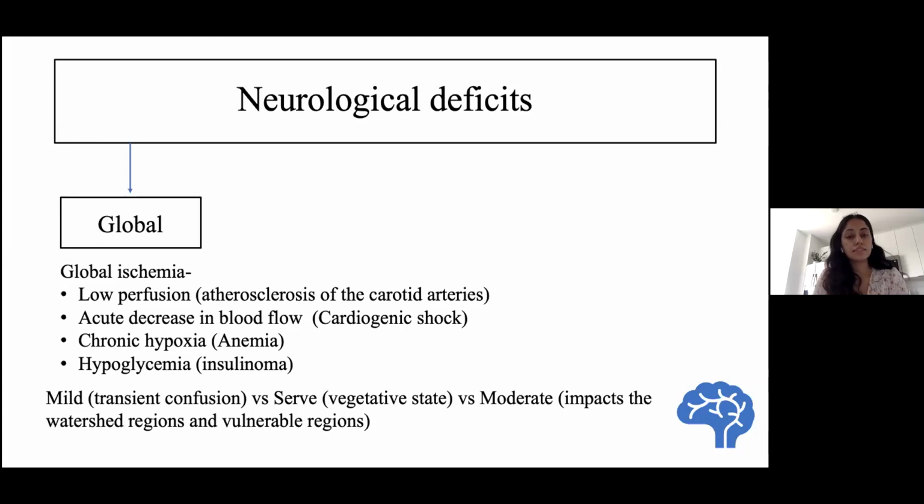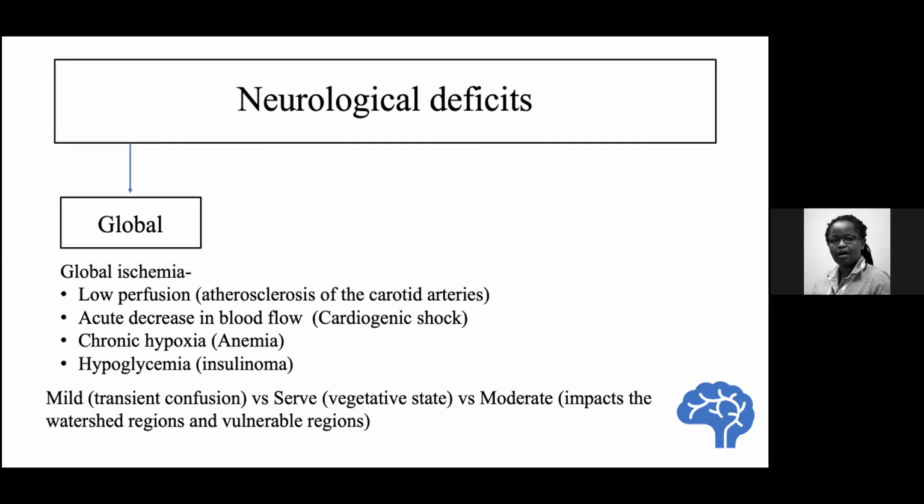And then hypoglycemia states can also result in global ischemia because they're not getting enough nutrition source to function. When this is mild, your patient can present with just transient confusion. They might be a little bit confused, but when it gets to the opposite spectrum, when it's very severe, they can almost go into a vegetative state because so much of your brain parenchyma is compromised.